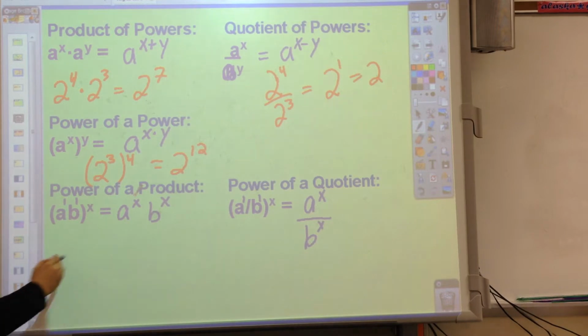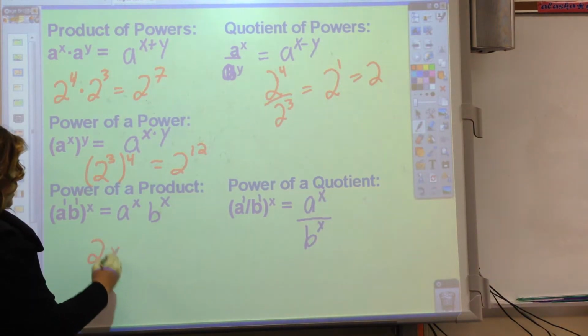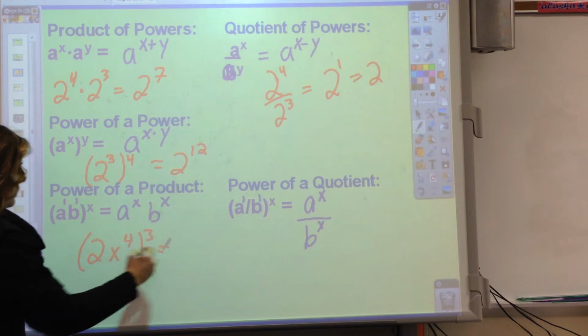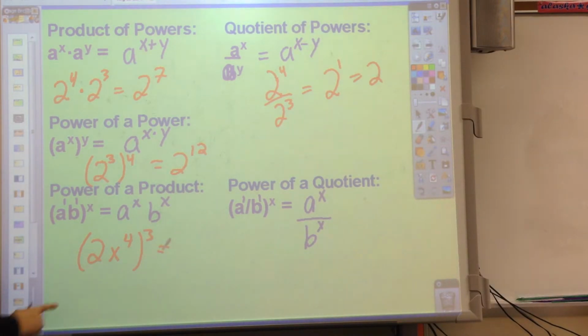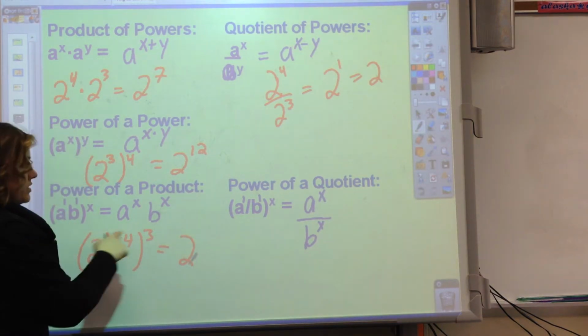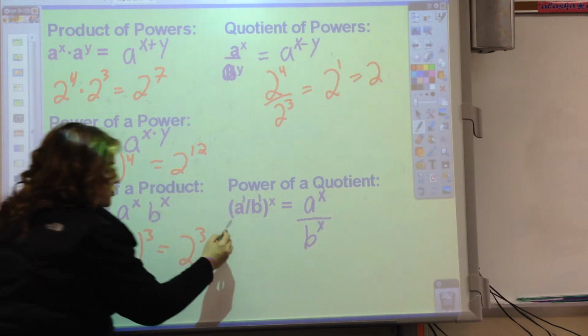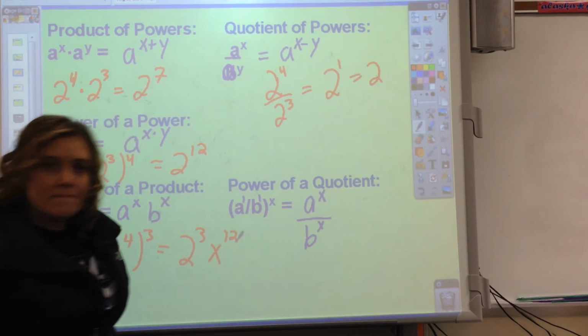And finally, if I have 2 times x to the 4th raised to the power of 3. First off, I need to recognize that 2 has a power of 1. So 2 to the power of 1 times 3 is 3. And x to the power of 4 times 3 is 12. Are you getting the hang of it?